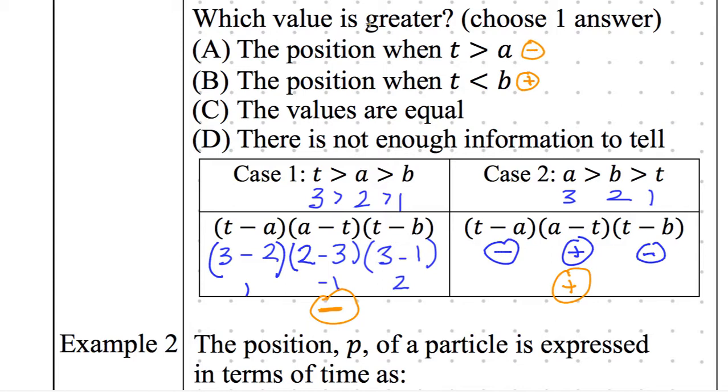Well, which value is greater? Is it A, B? Are they both equal, or is there not enough information to tell? What do we think? Shout it out. Obviously, it should be the positive. There it is, B. Positives are bigger than negatives. But what would happen if I had a negative and a negative? If both of these were negative, then there wouldn't be enough information to tell.